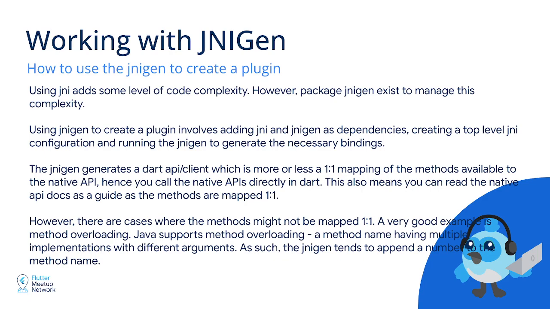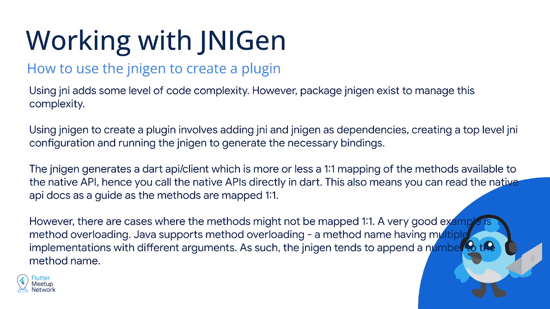By implication, you can read the native API docs, create a mental model of the process you take, and then do the same in Dart, since the methods are already mapped one-to-one. However, there are cases where the methods may not be mapped one-to-one. A very good example is method overloading. We know Java supports method overloading. That is, you can have a method with multiple implementations and different arguments. Take, for example, a method called add numbers. I could have 4 different methods with that same name, and what differs is basically the arguments. So Java supports that.